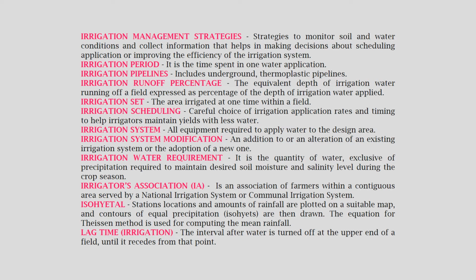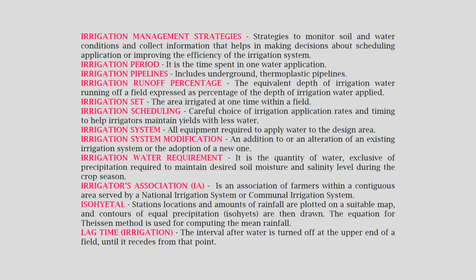Irrigation system modification: an addition to or an alteration of an existing irrigation system, or the adoption of a new one. Irrigation water requirement: the quantity of water, exclusive of precipitation, required to maintain desired soil moisture and salinity level during the crop season. Irrigators Association, IA, is an association of farmers within a contiguous area served by a national irrigation system or communal irrigation system.